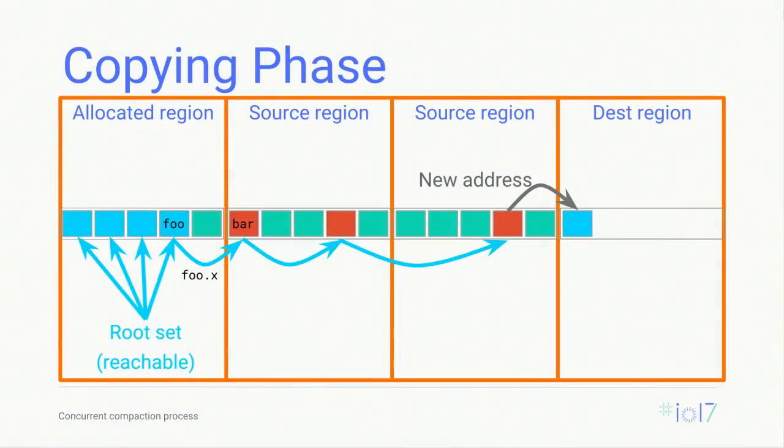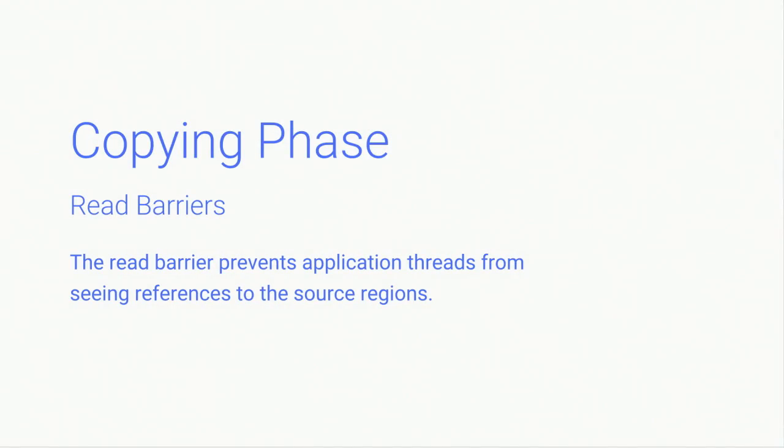Next up is the copying phase. In the copying phase, the GC copies all reachable objects from the source regions to the destination regions with the goal that no objects will reference the source regions after collection is completed. The GC also updates the references to these regions to point to the new addresses of the objects. Now, since application threads are running concurrently during the garbage collector, the GC needs a way to make sure that these threads don't end up reading a field that points to a source region. To accomplish this, the GC uses a technique called a read barrier.